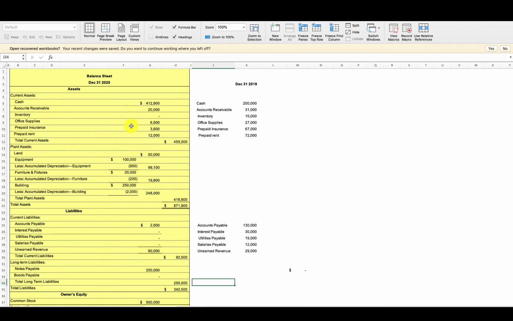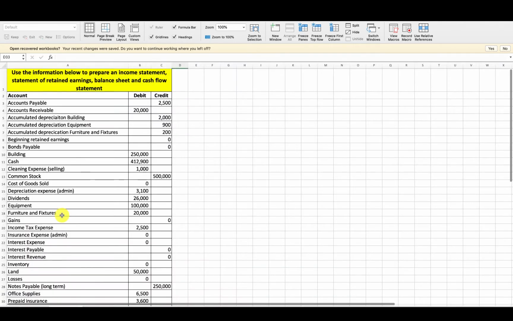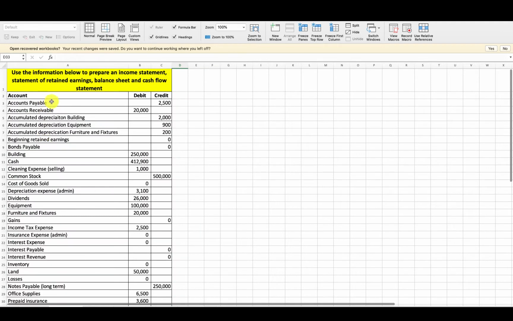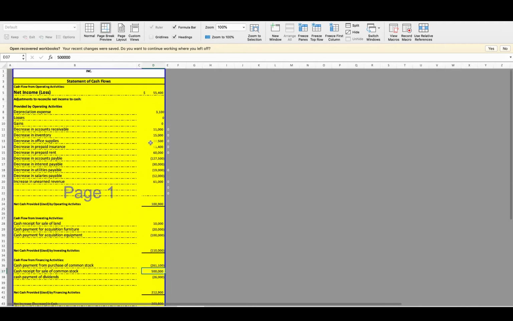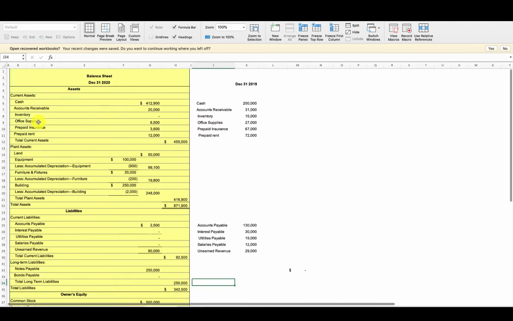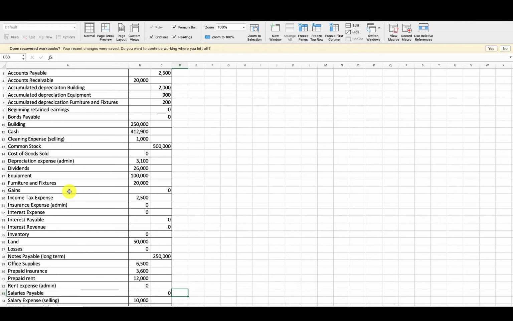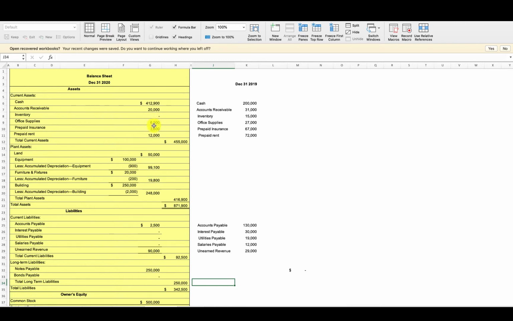So you're going to go to the trial balance and pull cash. There's the trial balance. You pull cash and bring that number over. You go to the trial balance and pull accounts receivable and bring that number over. You go to the trial balance and pull inventory, but when you get there, you'll see inventory is blank, right? So if inventory is blank, you just leave it at 0. That's fine. Anything that's blank, you leave it blank. And you do the same thing for prepaid insurance and prepaid rent. You add all of these together and you get your current assets.